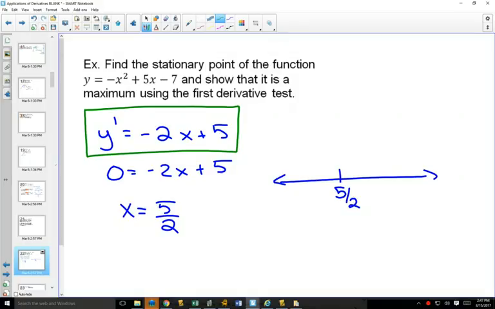If you plug something back into your original equation, all that's going to tell you is a point on your graph. So if I plug in 0, I'm going to get a positive value here, meaning that it's increasing. And if I plug in something bigger than 5 over 2, like 10, into my derivative, I'm going to get a negative 15, which means I'm going to have negative slopes here, meaning that our graph is going down.